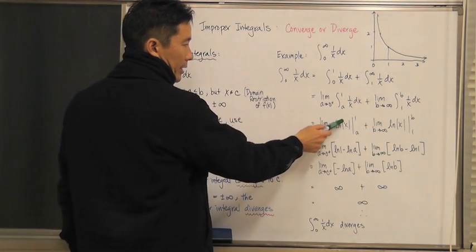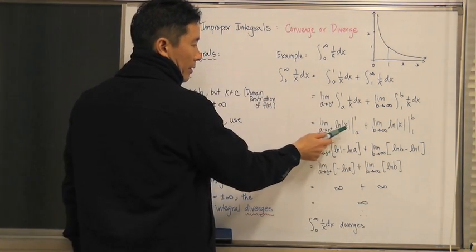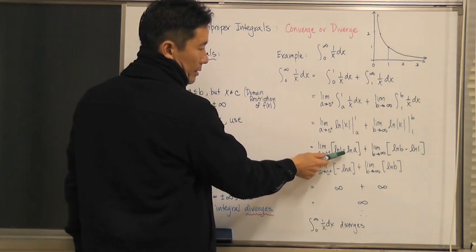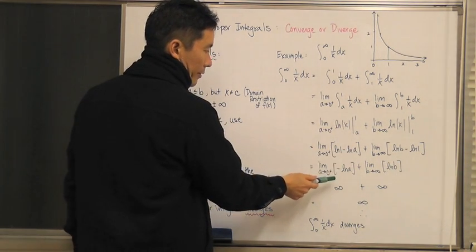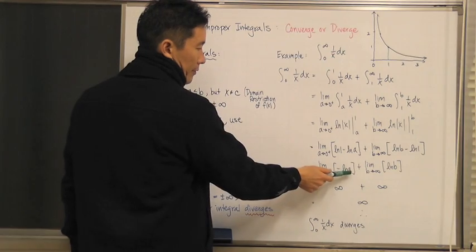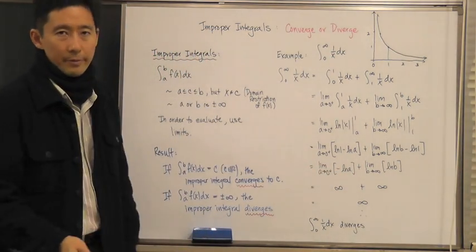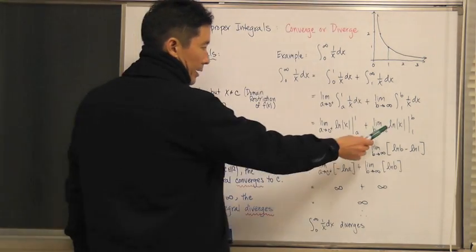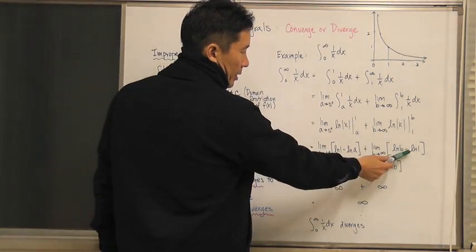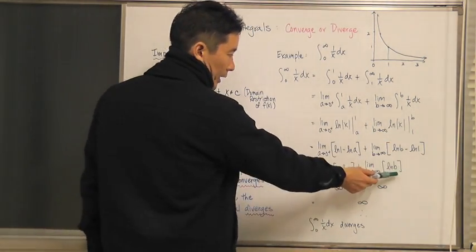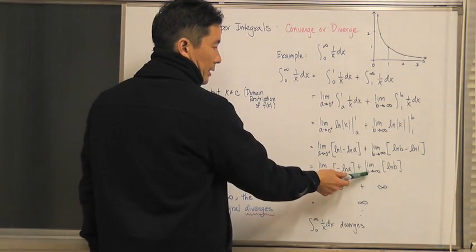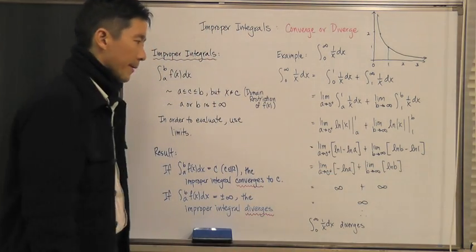and if I use the fundamental theorem of calculus, I come up with the limit of the natural log of 1 minus the natural log of a, which simplifies to the negative natural log of a, and I have to take the limit now as a approaches 0 from the right. Same thing here, I come out with the natural log of b minus the natural log of 1, which is just the natural log of b, and I need to take the limit as b approaches infinity.